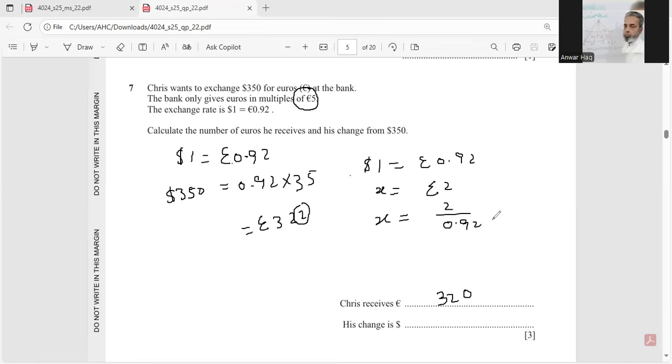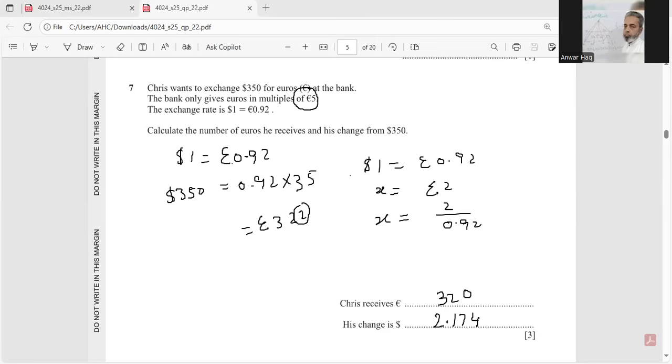One minute, please. 2 divided by 0.92. Your answer is 2.174. So this is $2.174. Now the next question.